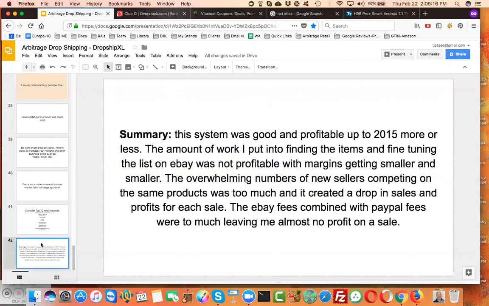But let's just read the summary here. I'll share this with you. So the system was good, you said, and it was profitable up to 2015 or more or less. The amount of work you put into finding the items and fine tuning the listings on eBay wasn't that profitable, with margins getting smaller and smaller, like we mentioned earlier. Overwhelming numbers of newer sellers competing on the same products was too much, and it created a drop in sales and profits for each sale. And eBay's fees combined with PayPal fees were too much, leaving you almost no profit on a sale.